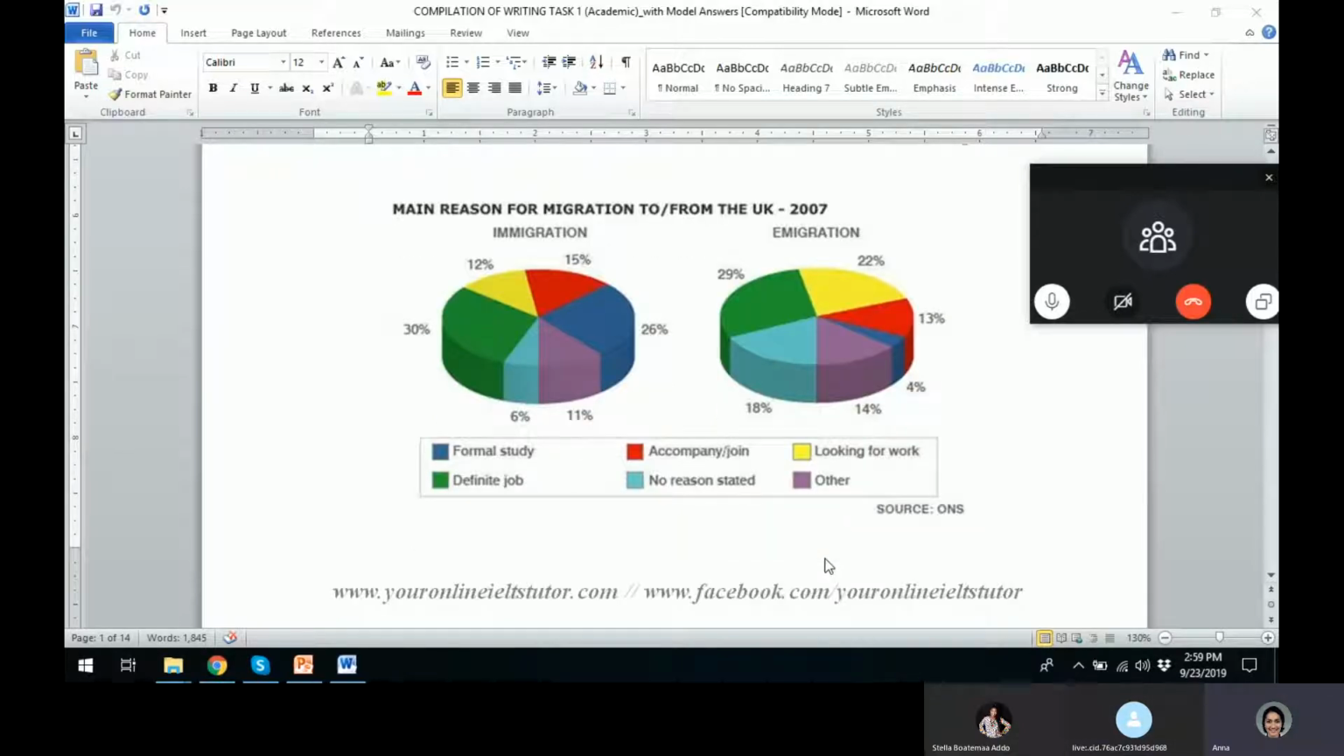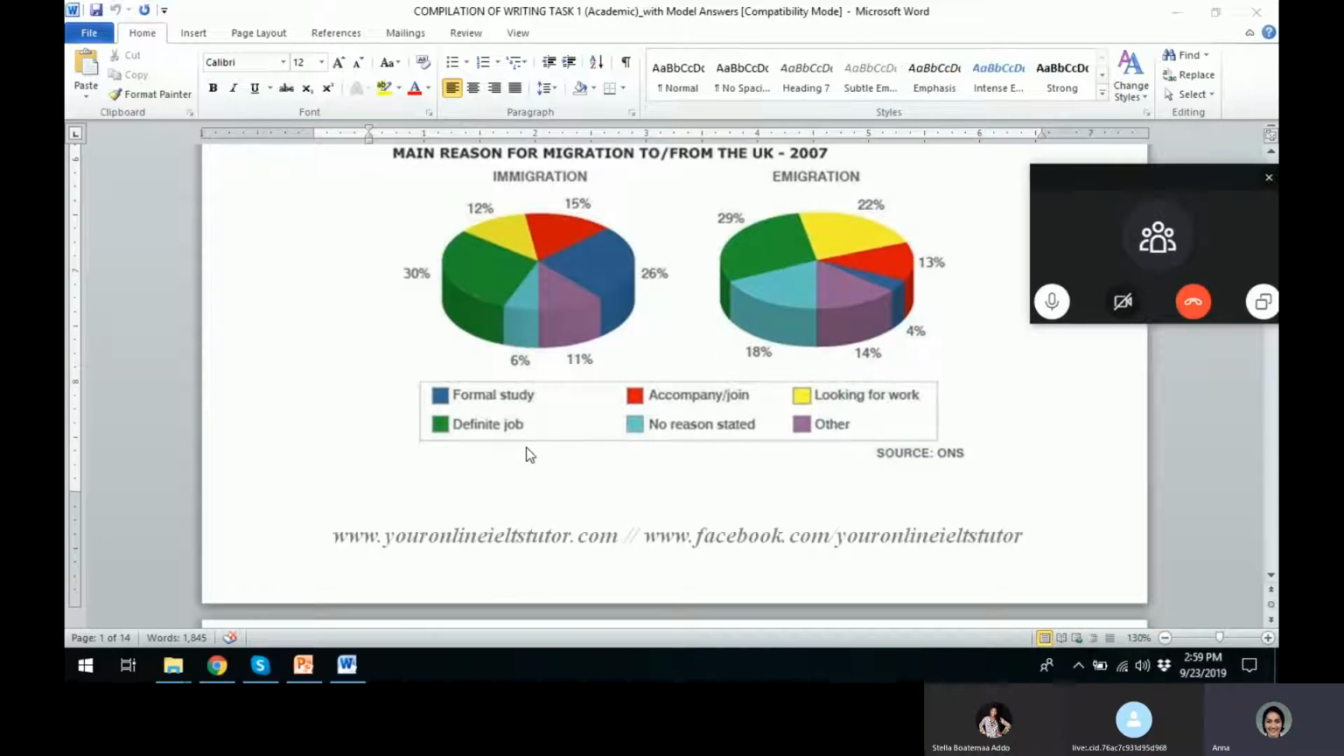Now, when you write, you don't simply say the reason to accompany or the reason to join. You don't simply repeat. Okay, 6% no reason stated, 11% for others. How do you paraphrase that? How do you put together all this information and write a sentence that's easy to understand? That's the main challenge for you here.